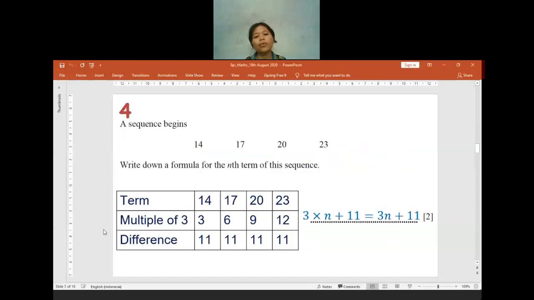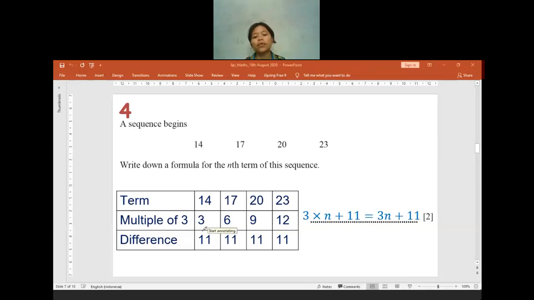For question 4, we already have the sequence here. We need to find the nth term. Same as before, we need to find the difference first. The difference is 3, so I need to find the multiples of 3. Multiples of 3 are 3, 6, 9, 12 and so on, but because there are only 4 terms, we write 3, 6, 9, 12 only.